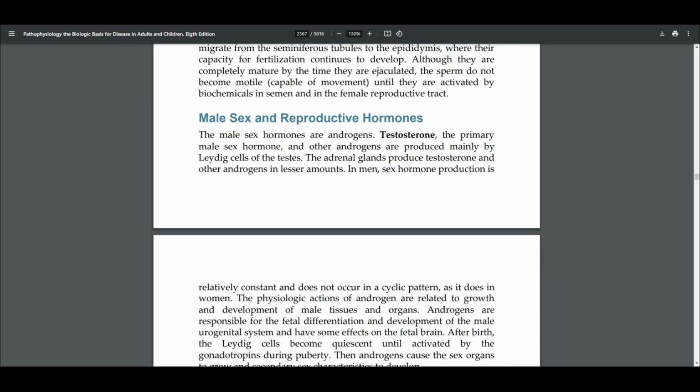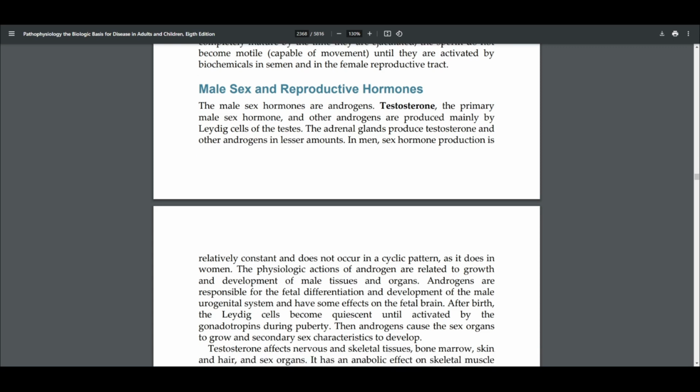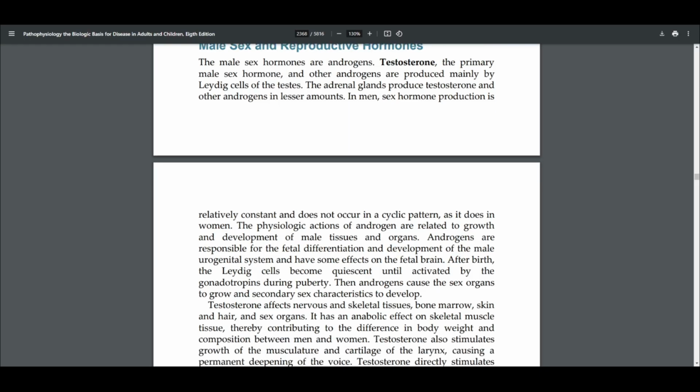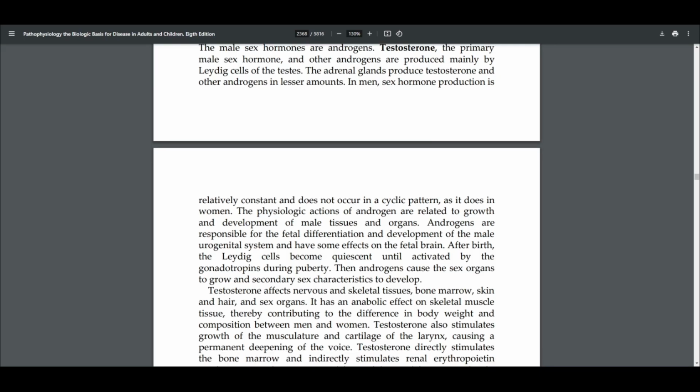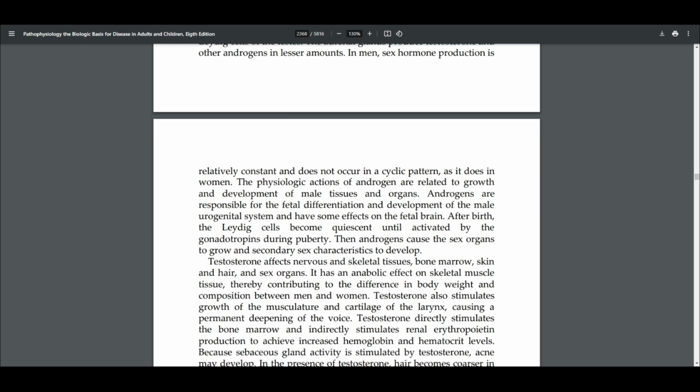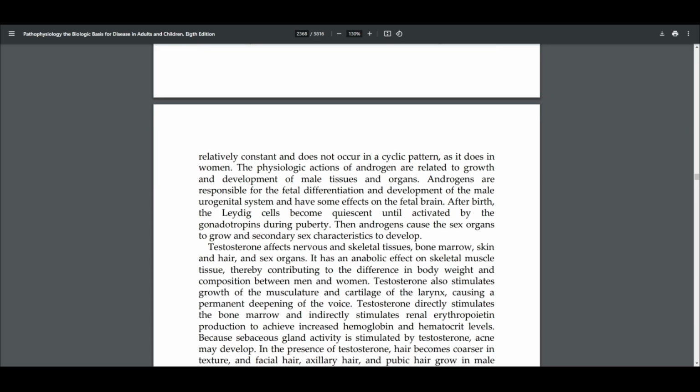In men, sex hormone production is relatively constant and does not occur in a cyclic pattern as it does in women. The physiologic actions of androgens are related to growth and development of male tissues and organs. Androgens are responsible for the fetal differentiation and development of the male urogenital system and have some effects on the fetal brain. After birth, the Leydig cells become quiescent until activated by the gonadotropins during puberty. Then, androgens cause the sex organs to grow and secondary characteristics to develop.